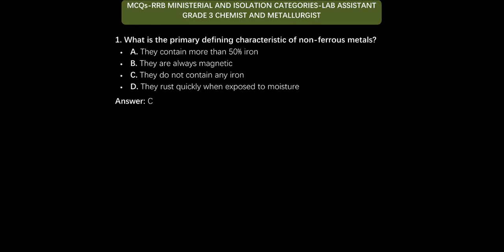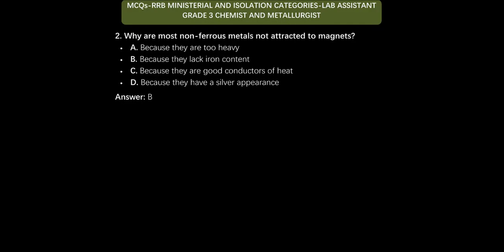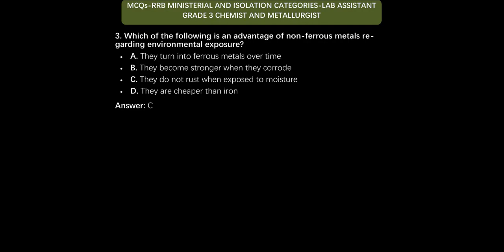What is the primary defining characteristic of non-ferrous metals? Option C. They do not contain iron. Why are most non-ferrous metals not attracted to magnets? Option B. Because they lack iron content. Which of the following is an advantage of non-ferrous metal regarding environmental exposure? Option C. They do not rust when exposed to moisture.